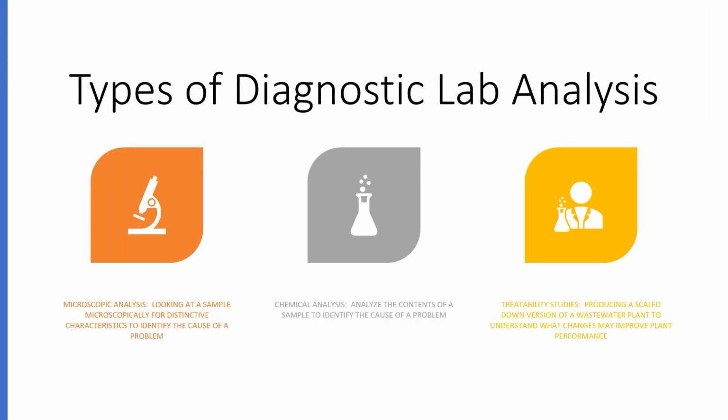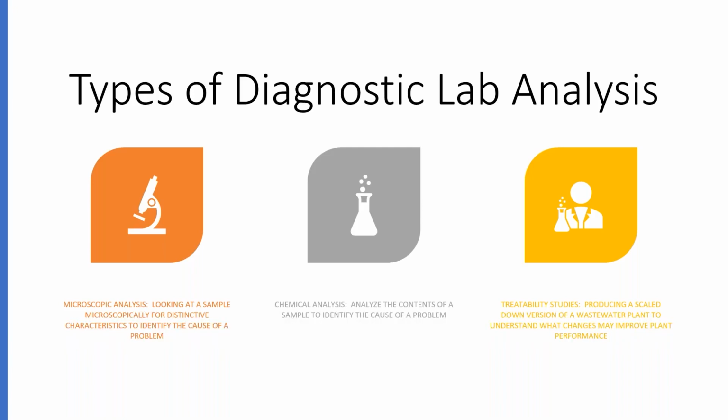So, types of diagnostic lab analysis. I have a big attachment to microanalysis, as I'm sure you'll notice in this presentation. But this is looking at a sample with a microscope for definitive characteristics to identify the cause of a problem. Chemical analysis is usually run by many of the commercial labs who also run things like your standard effluent data, but you can look at things like nutrient balance in your sample, maybe if toxins are entering your system, that kind of thing. And you can look at loading changes in terms of the waste composition and be able to identify if any changes are causing a problem.